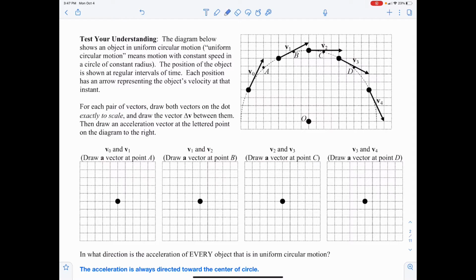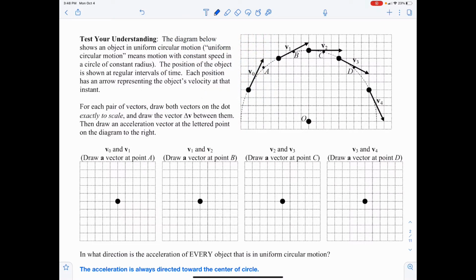Okay, so we have lettered points here, A, B, C, D, and we need to draw the acceleration for them, okay? So let's first go ahead and pause the video. Go ahead and draw the vector pairs. Draw delta V, and then let's figure out where the acceleration points. Go ahead and give it a try. Okay, let's see what you came up with.